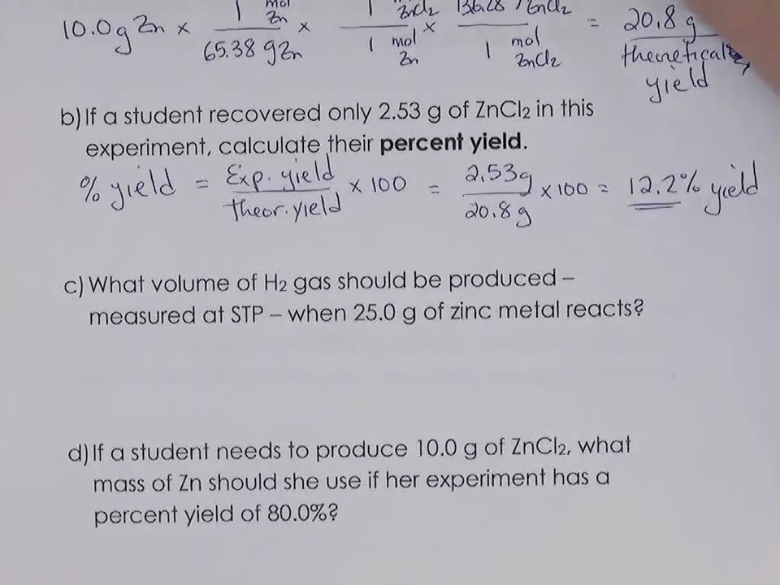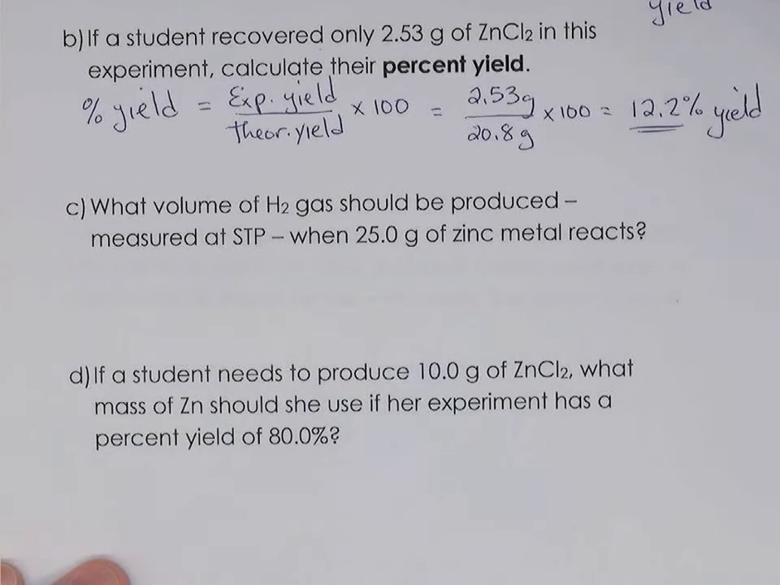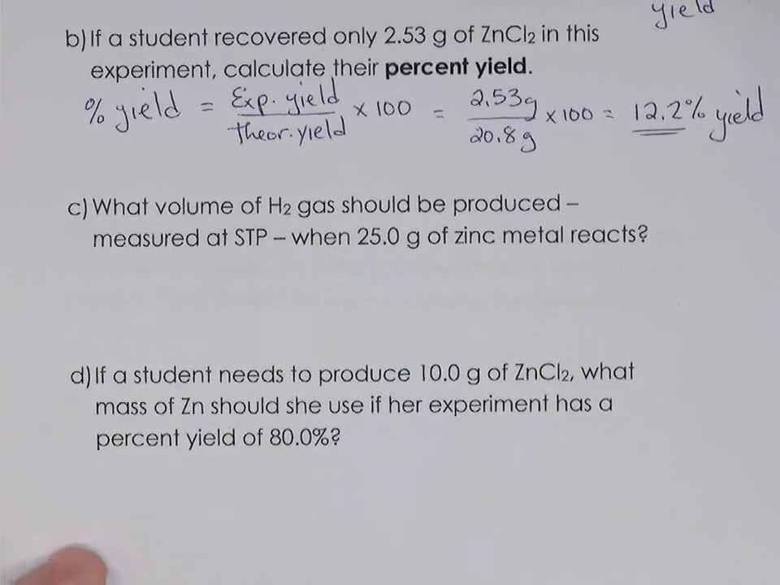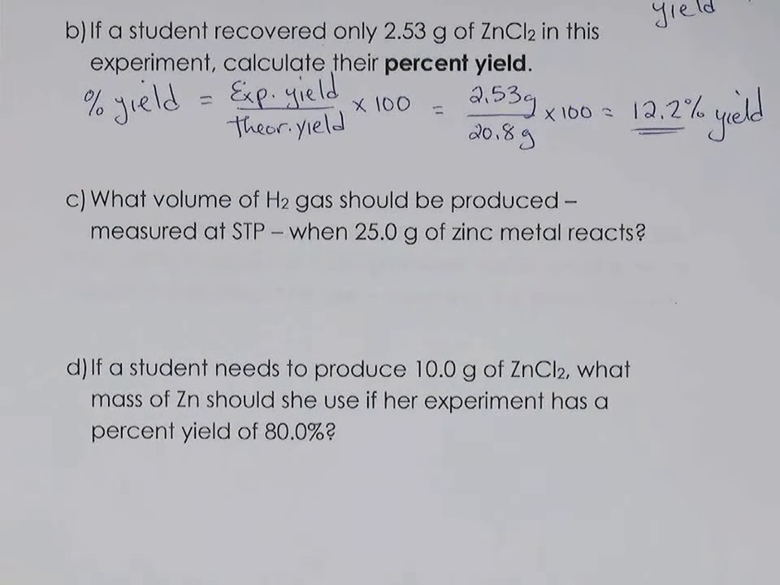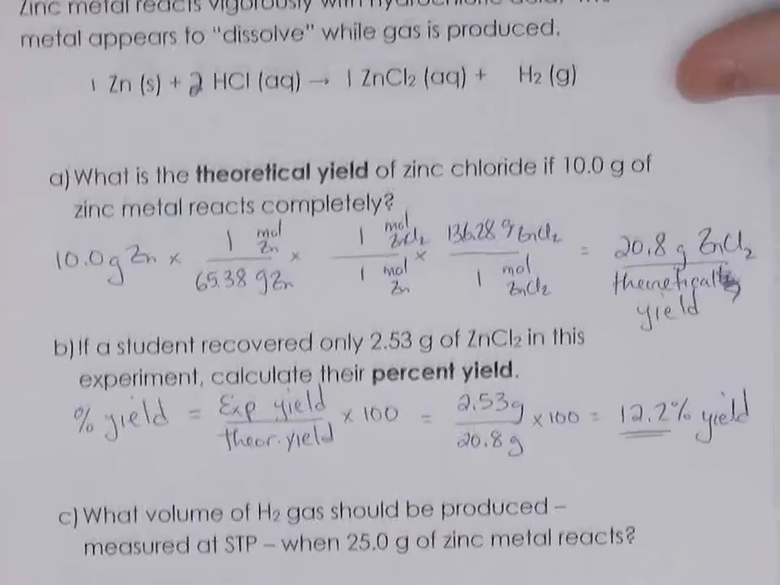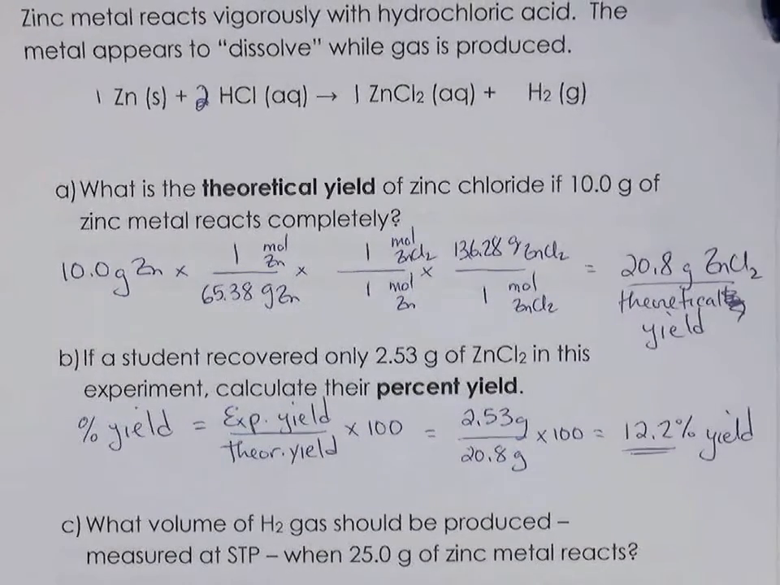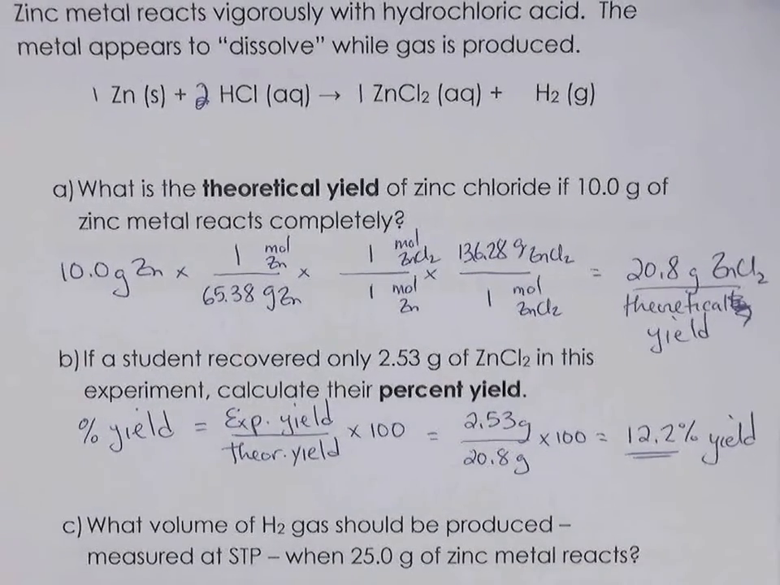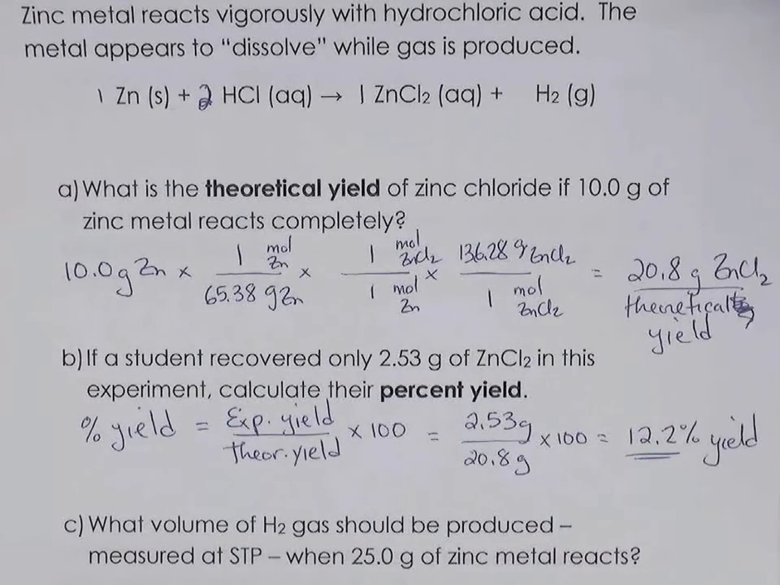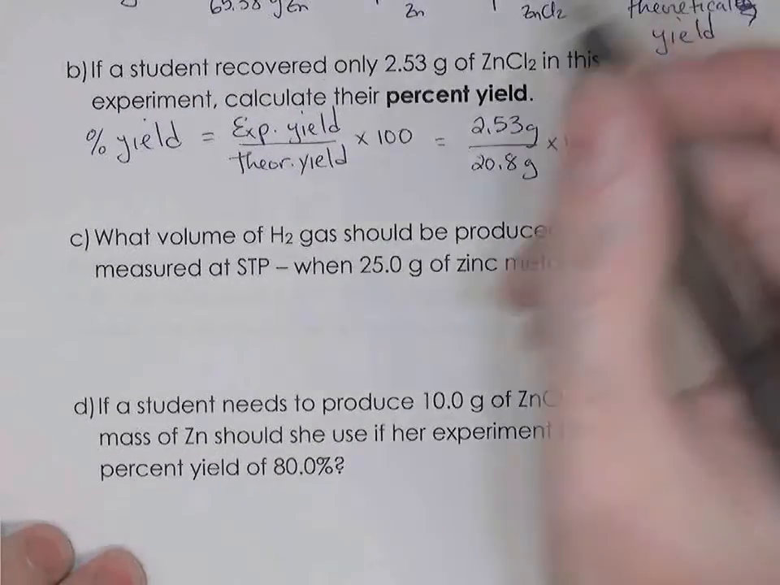Part C, pause the video and see if you can try this. It's actually not a percent yield calculation. It's just a straightforward stoichiometry problem. What volume of hydrogen gas should be produced, measured at STP, with 25 grams of zinc metal reacting completely in our reaction above, zinc with hydrochloric acid, making zinc chloride and hydrogen gas. So what volume of hydrogen gas should you produce? 25 grams of zinc measured at STP.